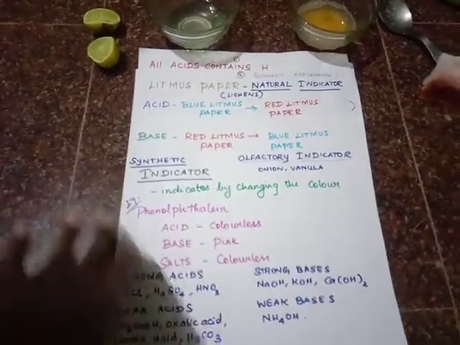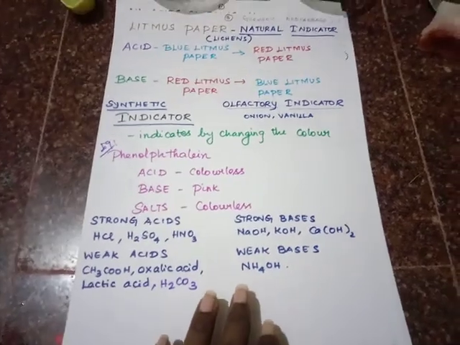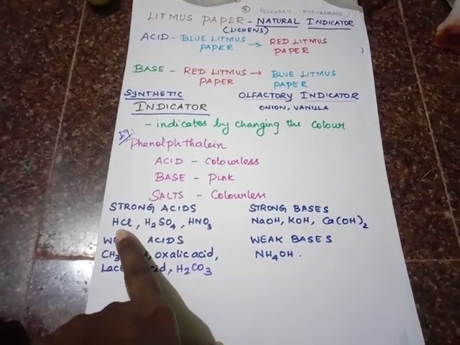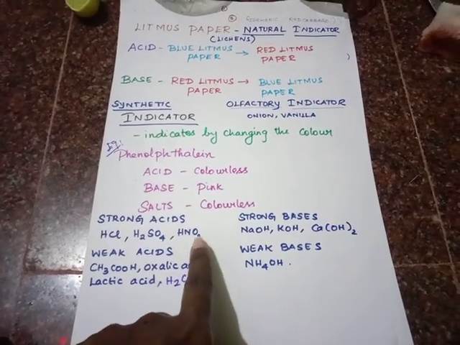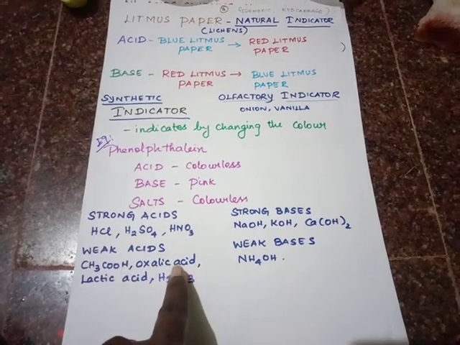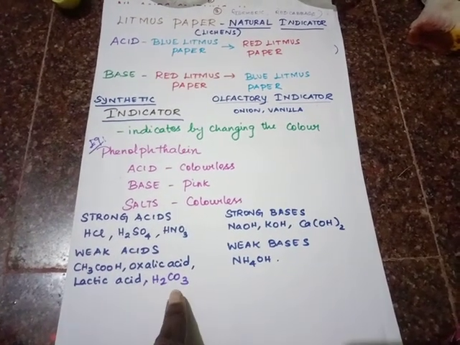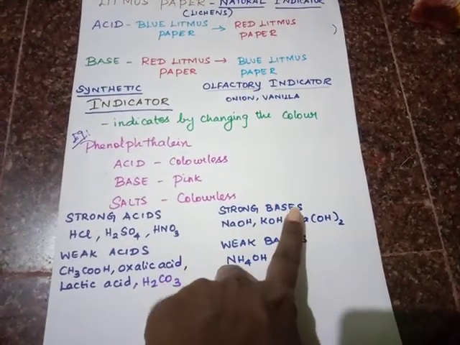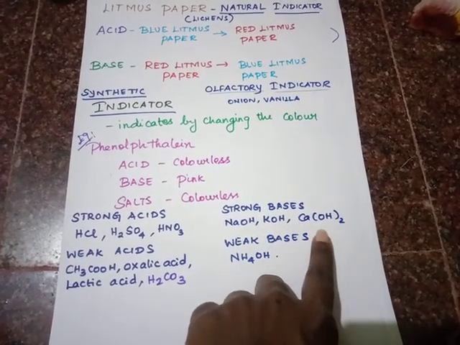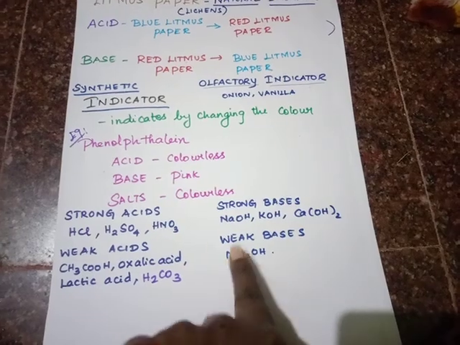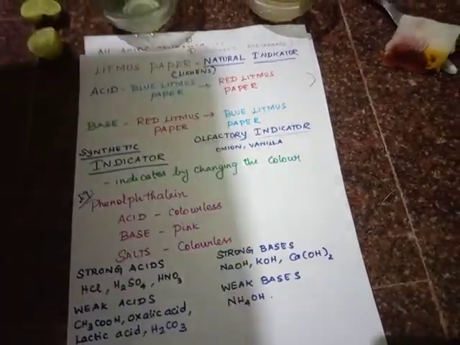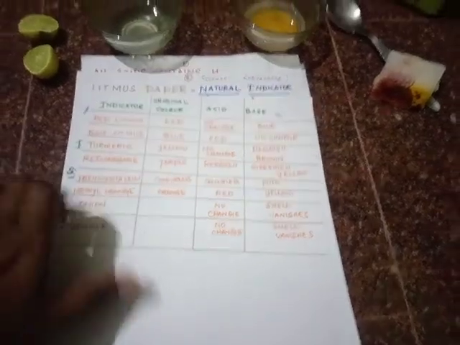Now we'll see some strong acids, weak acids, strong bases and weak bases. Strong acids: the best examples are HCl, hydrochloric acid, sulfuric acid, and nitric acid. Weak acids are acetic acid, oxalic acid, lactic acid, and carbonic acid. Strong bases: sodium hydroxide, potassium hydroxide, calcium hydroxide. Weak base: ammonium hydroxide. I have given a tabular column for the indicators.